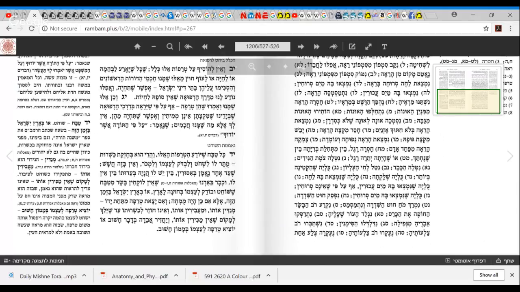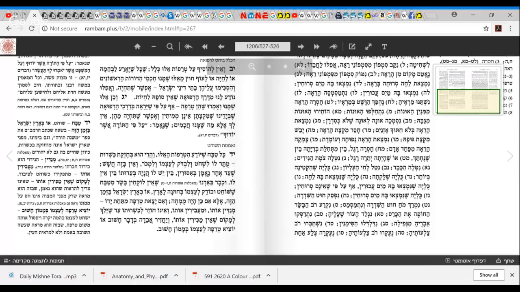Every butcher that knows these terefot has a presumption of kashrut, of being valid for saying that his meat is kosher. Sorry, I'll reread the halacha. Every butcher that knows these laws of terefot, meaning that he ends up having a presumption of kashrut, right?